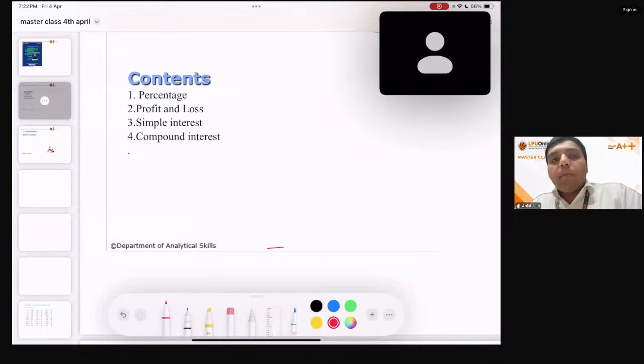These four topics will cover at least 30% of the quantitative aptitude syllabus. So I request you all to please pay attention throughout the session, give your 100%, participate, answer, and ask your doubts in the chat box. Make sure you have your copy and pen with you so that you can participate and give me your answers. Let us start with our first topic, which is percentage.